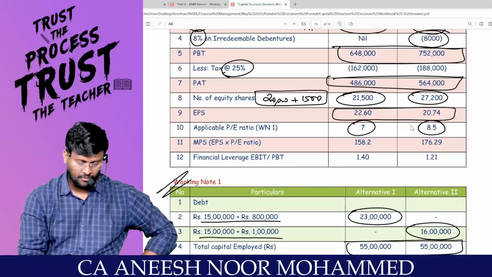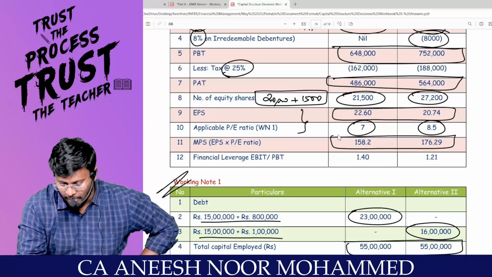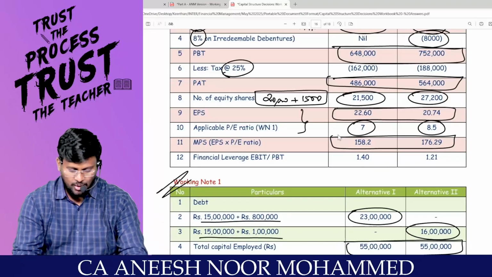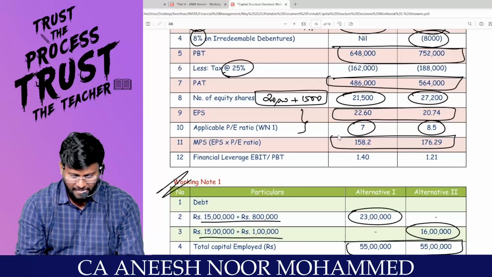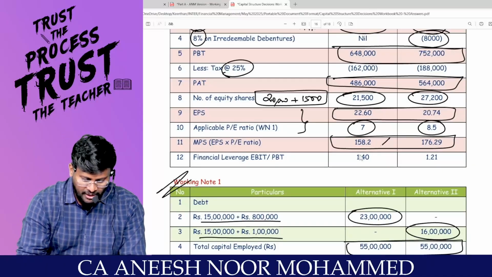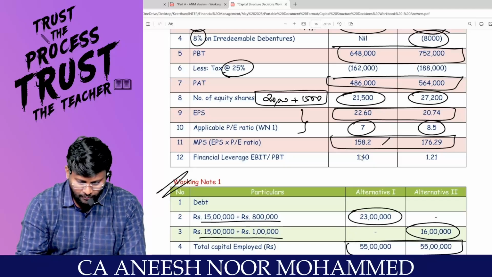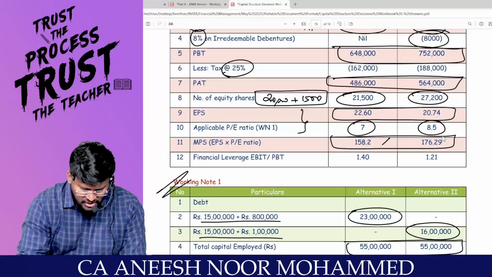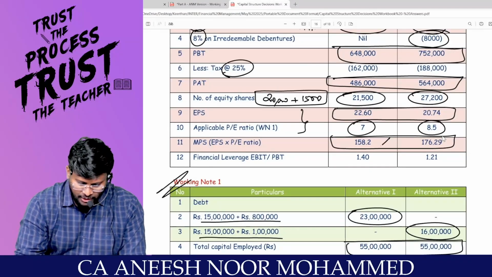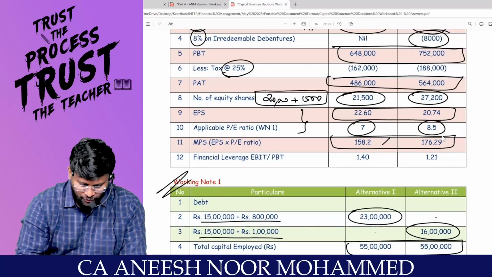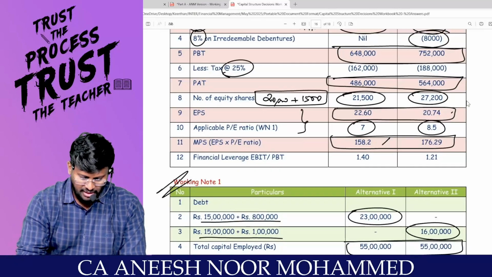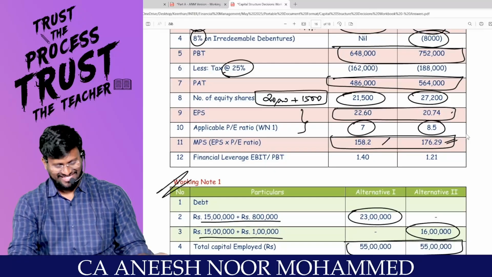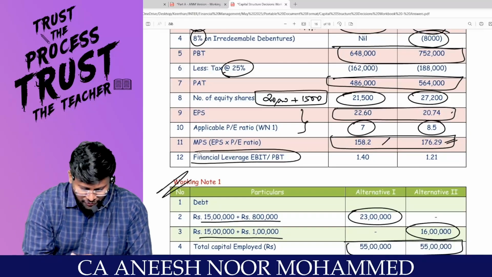Now the applicable P/E ratio. I have the EPS and P/E ratio, so I can find the market price. 22.60 into 7 is 158.2. 20.74 into 8.5 is 170. Put 20.74 in full: 5,64,000 divided by 27,200, a fraction comes, into 8.5 is 176.25. Correct?